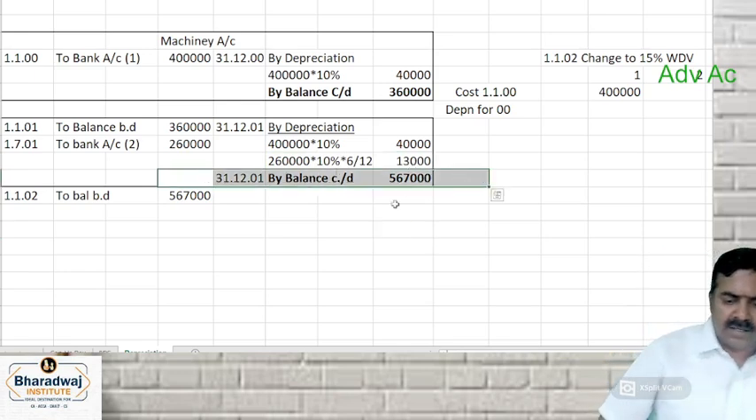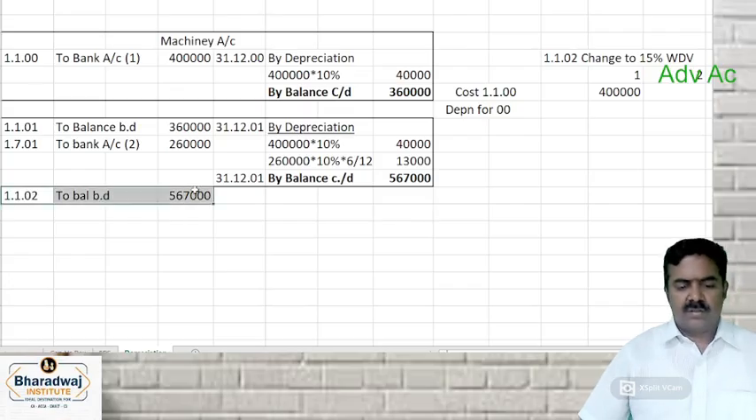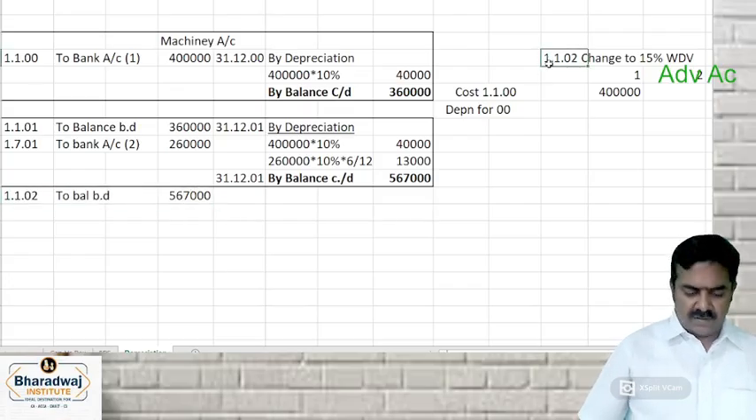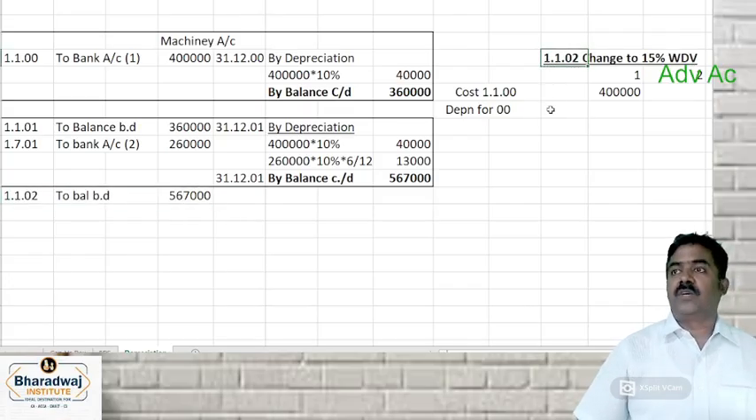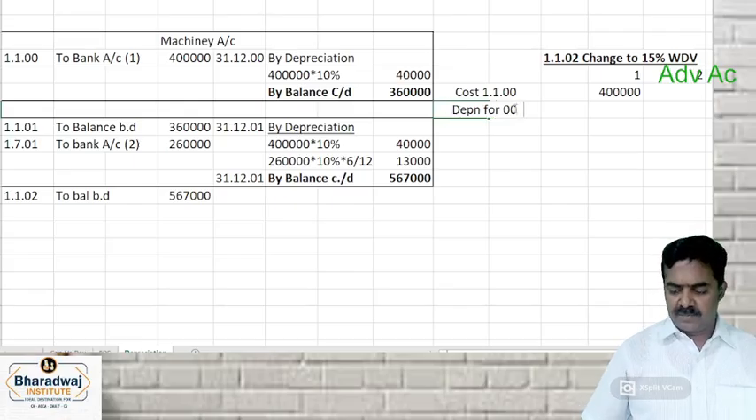Then by balance carry down. To balance brought down 5 lakh 67, where we change the method. Before even selling the machine, we are changing the method. Depreciation for 2000, what is the percentage? What percentage is the new method?